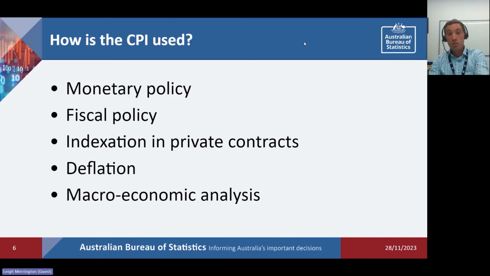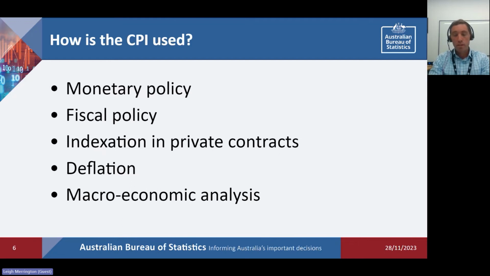Okay, so the CPI has many uses. I think it's the most visited statistic on the ABS website, and that does reflect how widely it is used. Its most important use, arguably, is for monetary policy. The Reserve Bank of Australia has an inflation target of 2 to 3%, and they target annual inflation of 2 to 3% on average over time, so the CPI itself doesn't have to be within that range at all periods. And as many of you would know, it's quite a bit above that range at the moment. But the RBA are looking to target inflation of 2 to 3% over time.